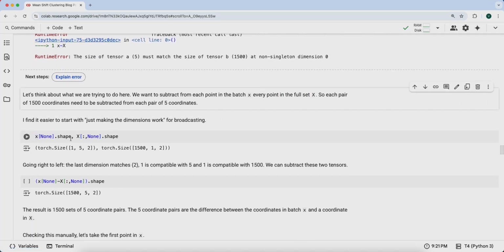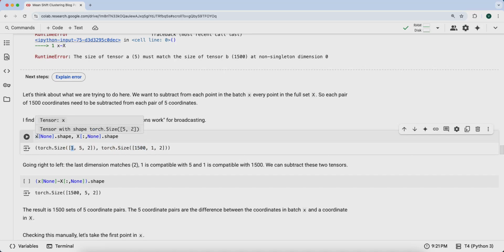So first, what I'm going to do is we're just going to make it work with the dimensions, and then I'm going to show a visual that I made to try to understand why these particular dimensions work. So we know that when in doubt, if you can get a unit axis, it can broadcast to any other integer dimension. So I'm going to add a unit axis at the start of my x coordinate or coordinate pair. And then I'm going to insert a unit axis in the middle as the second dimension for my data set. So now this one broadcasts to 1500, this one broadcasts to 5, and 2 broadcasts to 2.